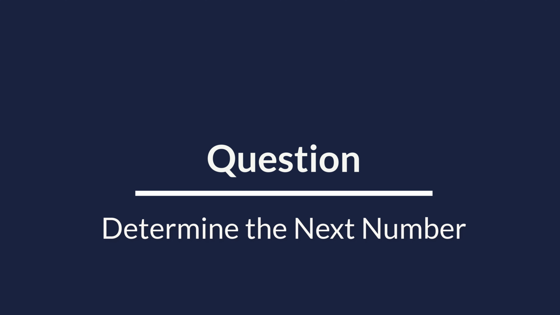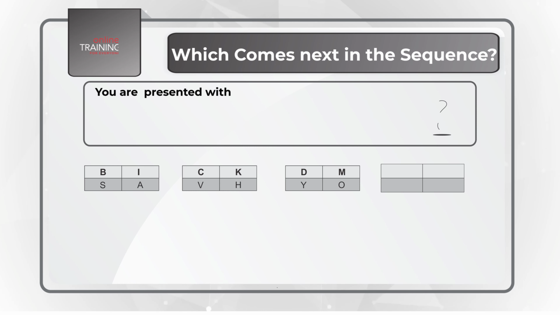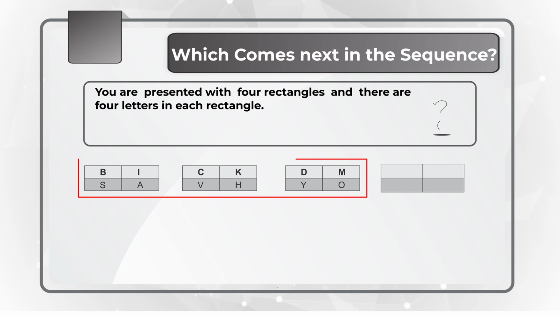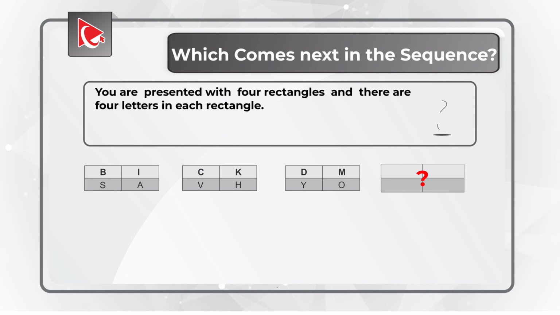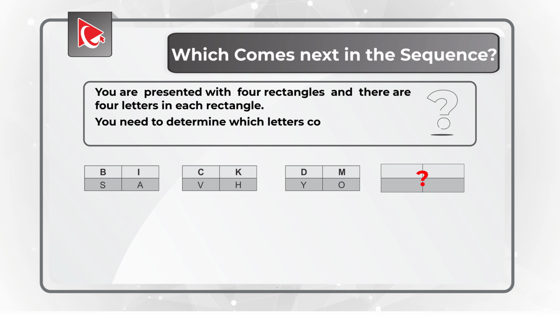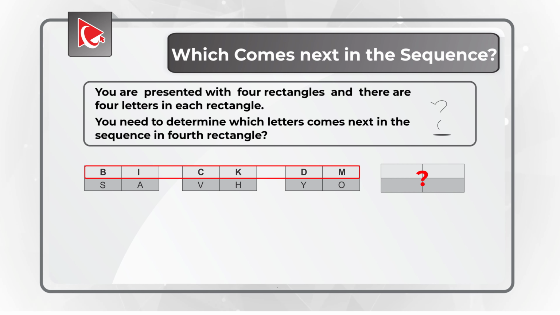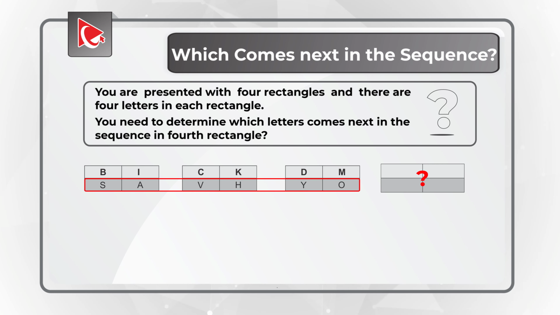Here's one of my favorite questions where you need to determine the next item in the sequence. You're presented with 4 rectangles. Each rectangle contains letters. There are 4 letters in each rectangle. 3 rectangles contain letters, and you need to determine the letters in the 4th rectangle. What's interesting is that the upper row of the letters is bold, and the lower row of the letters in the rectangles is the regular font.